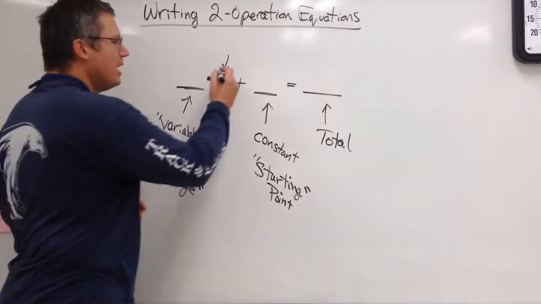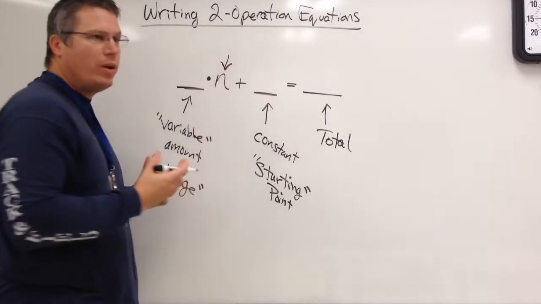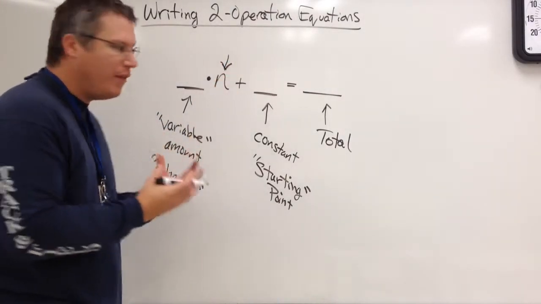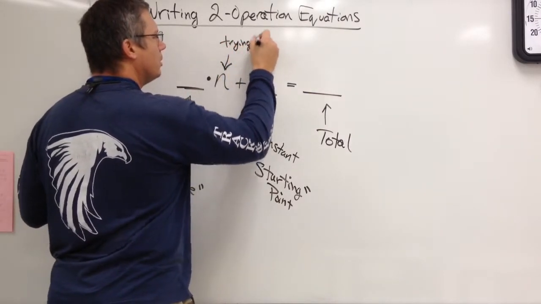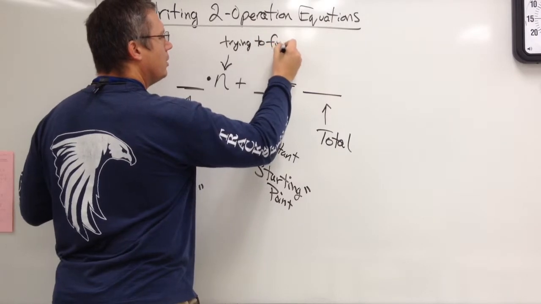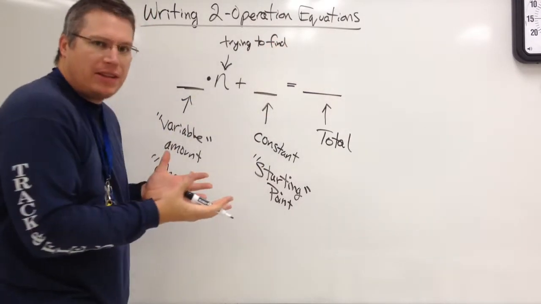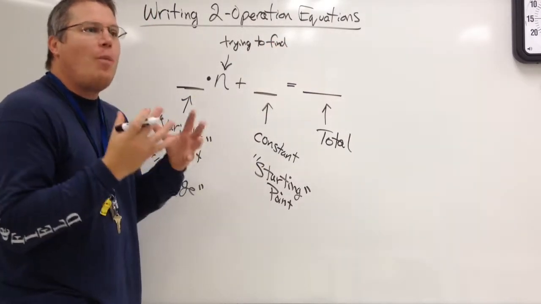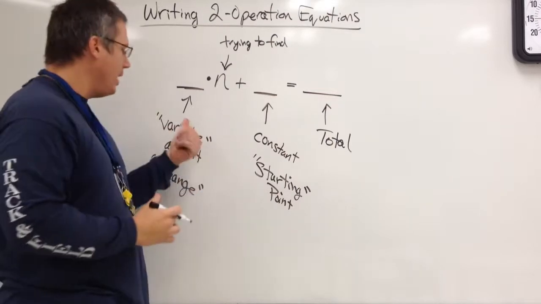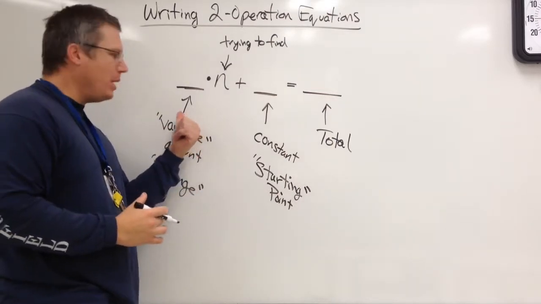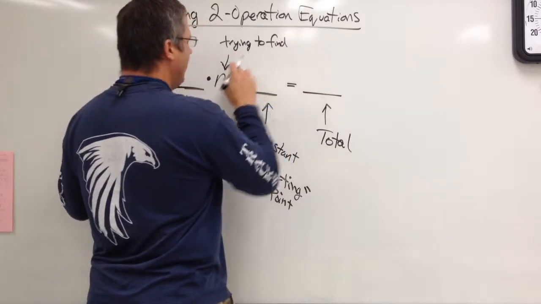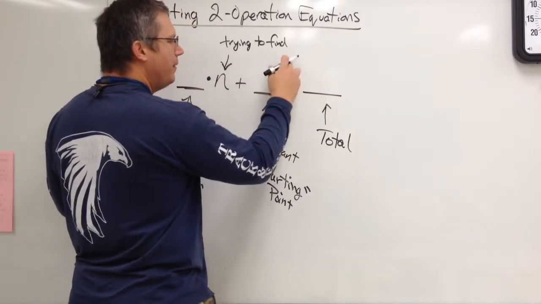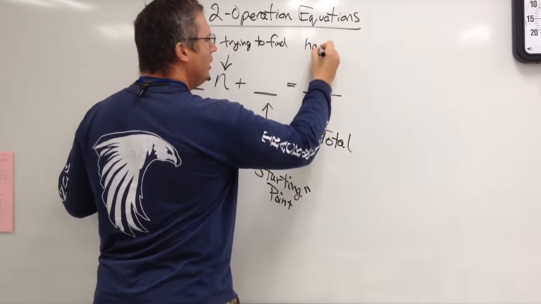And then the last thing is your variable. Your variable is going to be the thing we are trying to figure out. Usually the question is asking something like, okay, how many weeks will it take if you get this much every week and you started with this amount? So the variable becomes what we're trying to find, and it's usually how many.